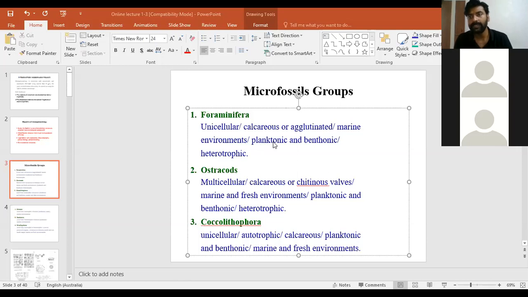Okay, marine, they are planktic as well as benthic, planktonic and benthonic. So planktonic means those who live at the surface water, and benthonic means those who live at the bottom, sea bottom. Sea bottom means where the bottom and sediment water interface is lying. So benthonic organism, they live at the sea water, sediment water interface. Okay, and then comes the heterotrophic.